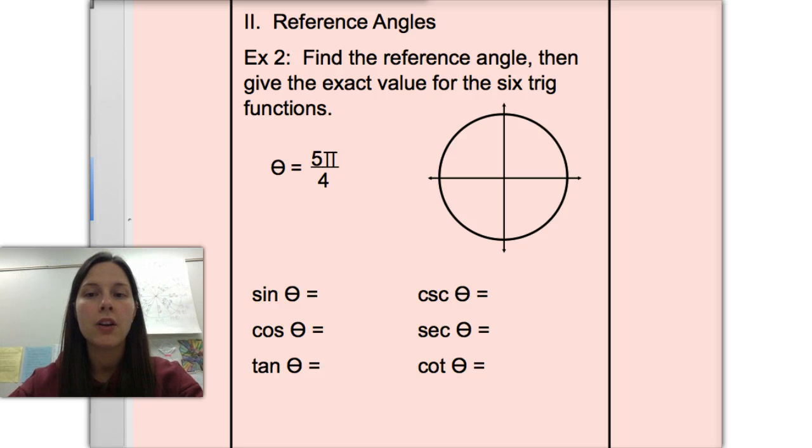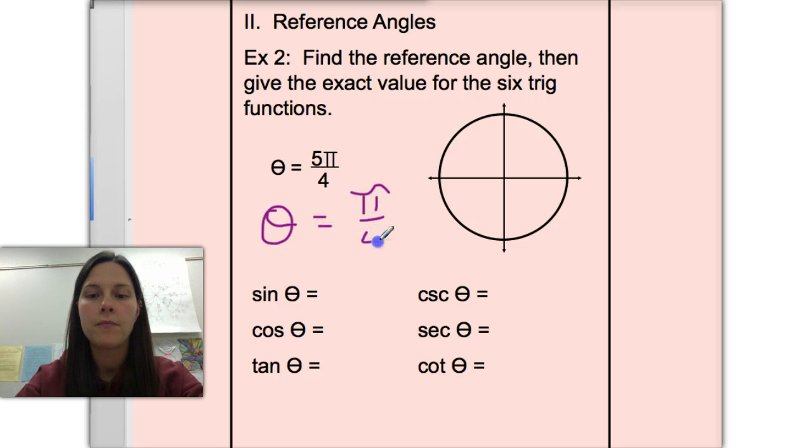We've got 5π/4. What's easy about radians is that the reference angle will have the same denominator, and it will just be pi in the numerator. So our reference angle for 5π/4 would simply be π/4. So we find the sine and the cosine values for π/4. This is the one where they are equal to each other, √2 over 2, √2 over 2.